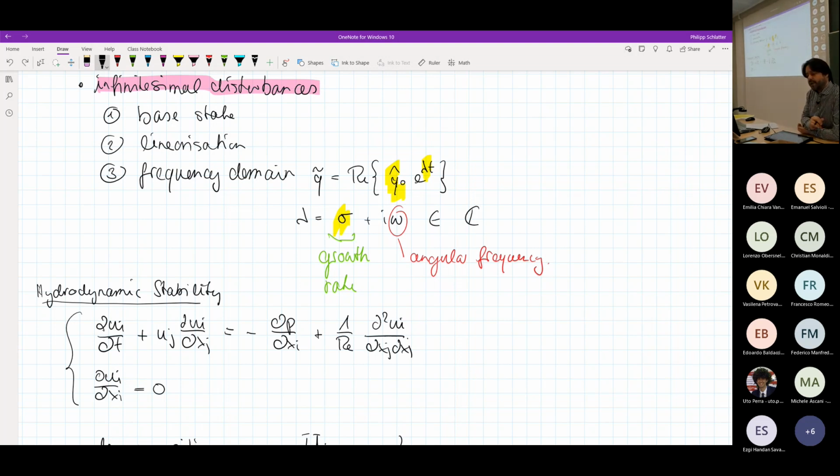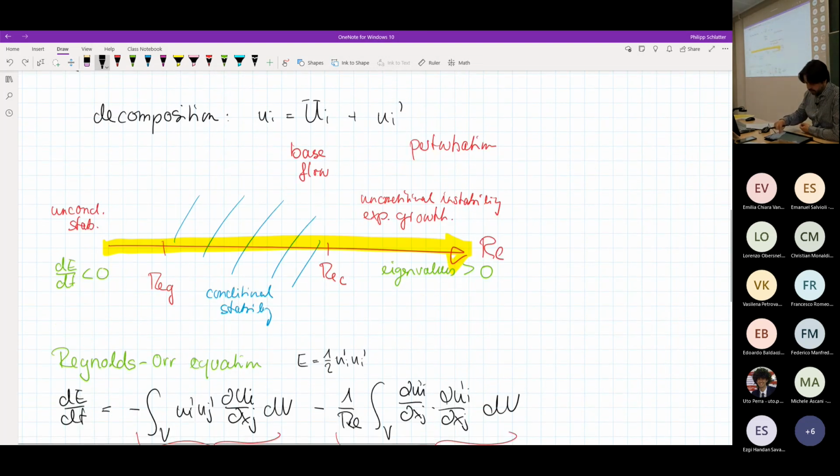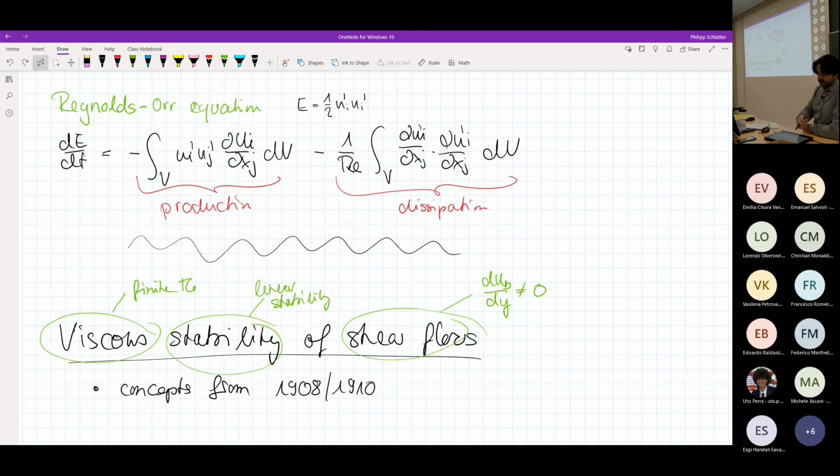The second reason why this is important, I guess I have it right here. The second reason was the fact that when we looked at what actually makes something grow in a flow, we realized that there is always a balance between production and dissipation.